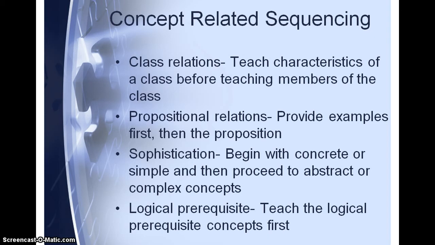Next, there's sophistication sequencing. In this case, the teacher would order their objectives to begin with those that are concrete or simple, and then proceed to abstract or complex concepts. This is similar to difficulty sequencing, but designed more for abstract concepts or theories. For instance, a law professor might discuss punishments for social deviance before asking her students to grapple with the concept of justice.